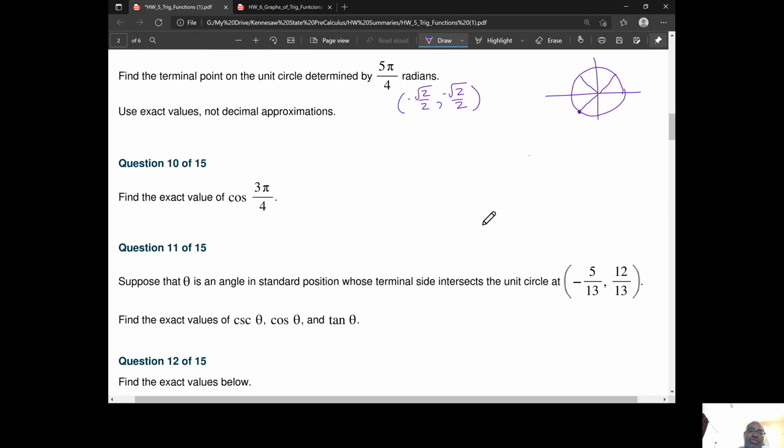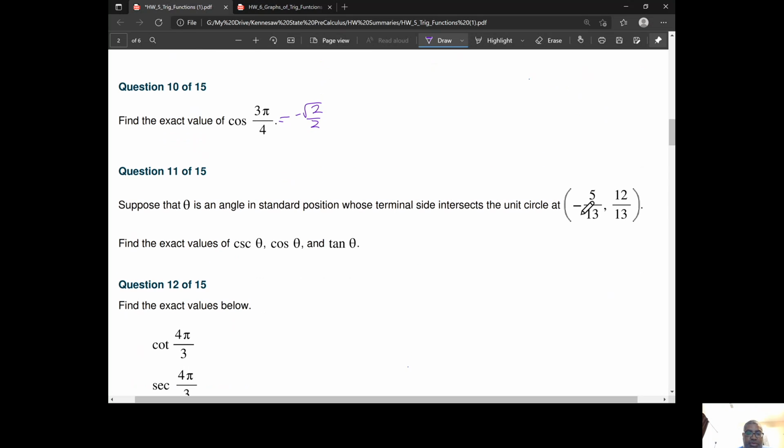Find the exact value of cosine of 3 pi over 4. So looking at our circle over here, 1 pi over 4, 2 pi over 4, 3 pi over 4 right here. And they want to know the cosine of that, which is the x value. Well, x is negative there. Okay. Breezing right along.